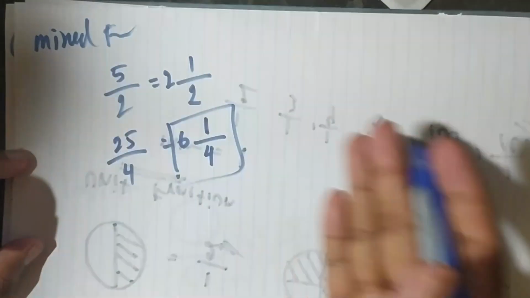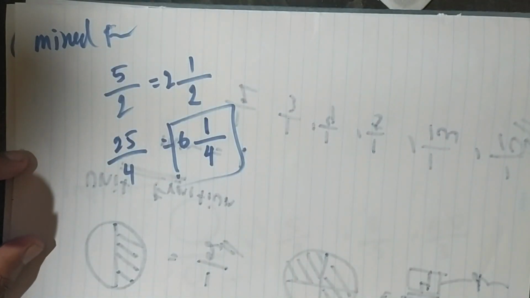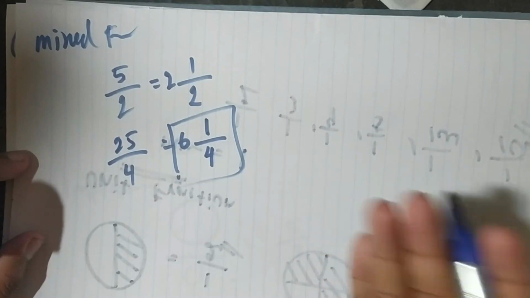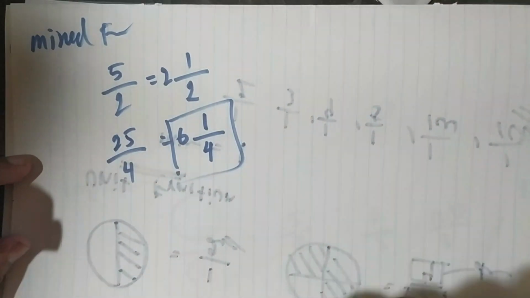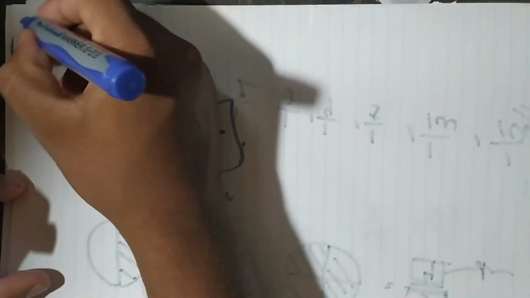Now we have studied how to convert an improper fraction to a mixed fraction. Let's see how to convert a mixed fraction to an improper fraction. This one is improper to mixed fraction.